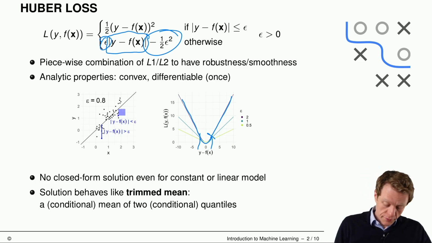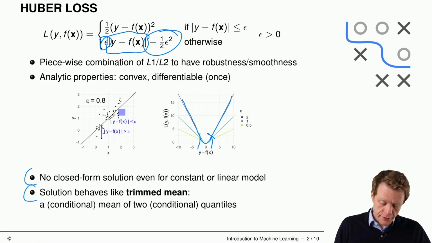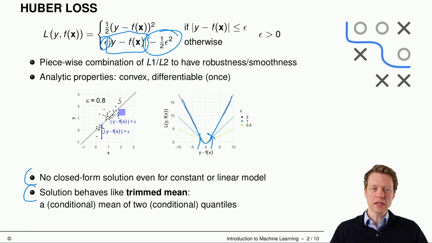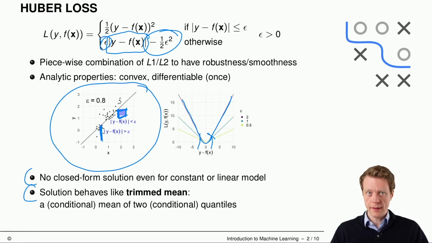The bad news is that we have no closed form solution, even for constant or linear models. So the optimization is a little bit harder, but we can do this with some numerical procedure. As it's convex and differentiable, there are a lot of methods that could cover the Huber loss. The solution in the end behaves like a trimmed mean, so a mean of 2 quantiles. Perhaps that helps for intuition as well. And here on the left-hand side, you have a depiction of what happens. For smaller residuals like that one here, we square it. And for larger residuals like that one, we just take the absolute value of exactly that residual.